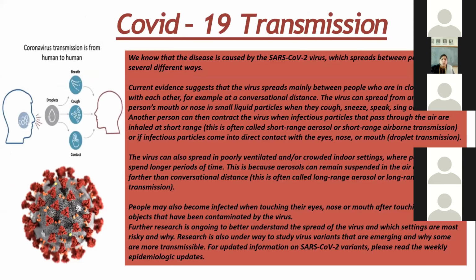Now I'd like to hand over to my friend Aman Mahat. COVID-19 transmission. We know that the disease is caused by the SARS-CoV-2 virus, which spreads between people in several different ways. The virus spreads mainly between people who are in close contact with each other. The virus spreads from an infected person's mouth or nose in small liquid particles. The virus can also spread in crowded indoor settings where people spend a longer period of time. People may also become infected when touching their eyes, nose, or mouth after touching surfaces or objects that have been contaminated by the virus.